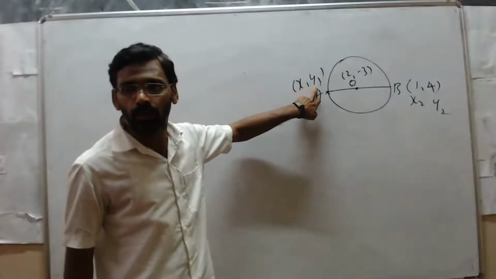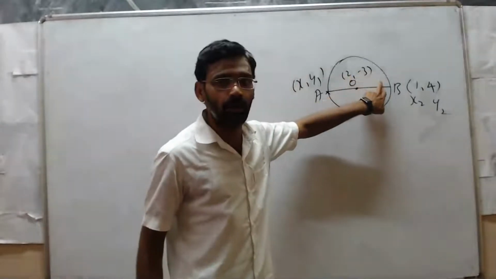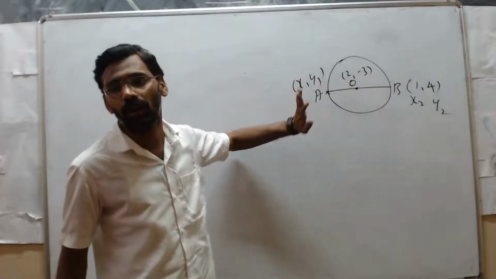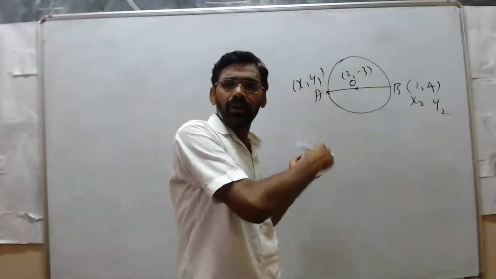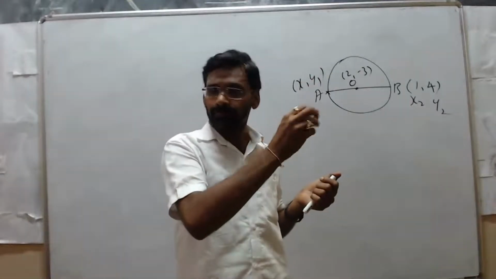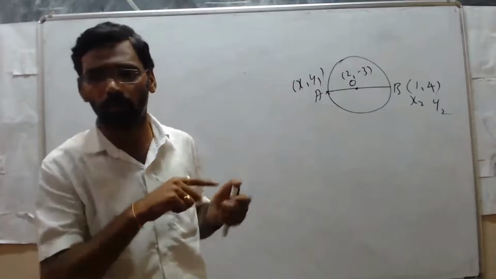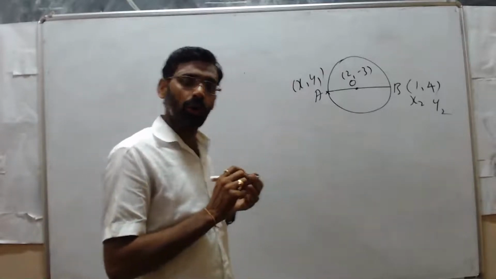We have to find x1 y1. x2 y2 is given, x y is given, and m1 m2 is given. A is the first end point and B is the second end point of the diameter. Its center is 2 comma minus 3 and B coordinates are 1 comma 4. Then find the coordinates of A. The midpoint will divide in what ratio?